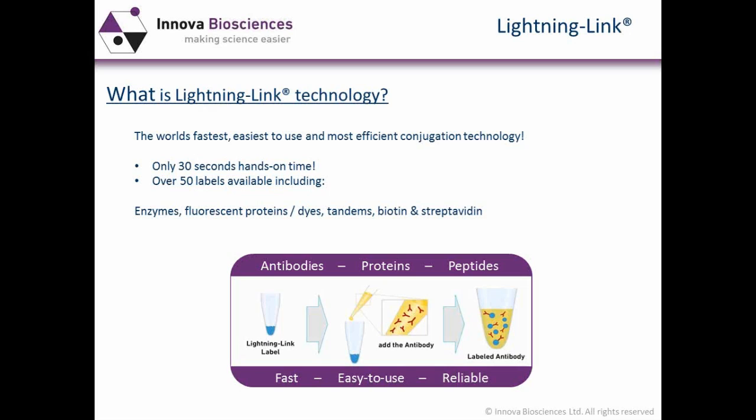So I'd just like to talk for a few minutes about what Lightning Link technology is and how you can use it, and show you some of the results obtained. Effectively, Lightning Link offers the fastest, easiest to use and most efficient conjugation technology available. It literally takes 30 seconds to label an antibody with a fluorescent dye or an enzyme. There are more than 50 labels available, and many of these are relevant to flow cytometry, being fluorescent proteins of different wavelengths. When you're undertaking a labeling reaction with Lightning Link, literally the only equipment you need is a pipette.